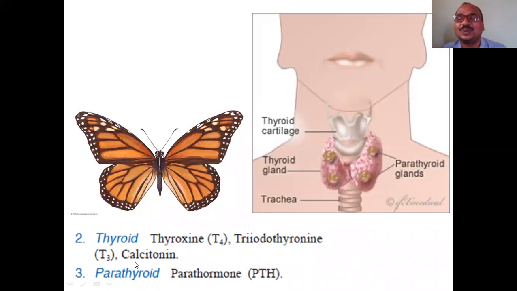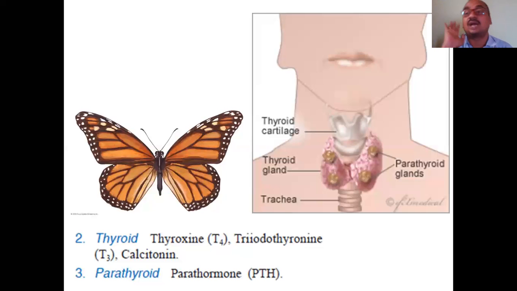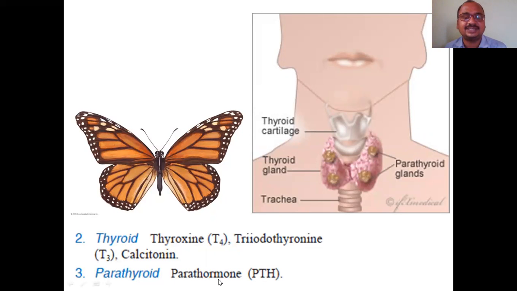Calcitonin has calcium in it, like that, calcitonin. But calcitonin is not considered a thyroid hormone. Keep in your mind, it is released by the thyroid gland, but we are not considering calcitonin as a thyroid hormone. Thyroid hormones means T3 and T4, that's it. And the parathyroid gland secretes parathormone.